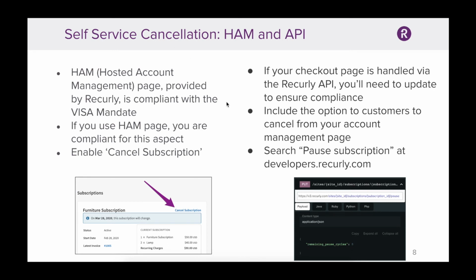Now, if you're using checkout pages via the Recurly API, you'll need to update on your own to ensure compliance. You must include the option for your customers to cancel from their account. So they shouldn't have to email you or give you a call. It should be done directly from their account. And when you're looking at our dev docs, just search pause subscription at developers.recurly.com.